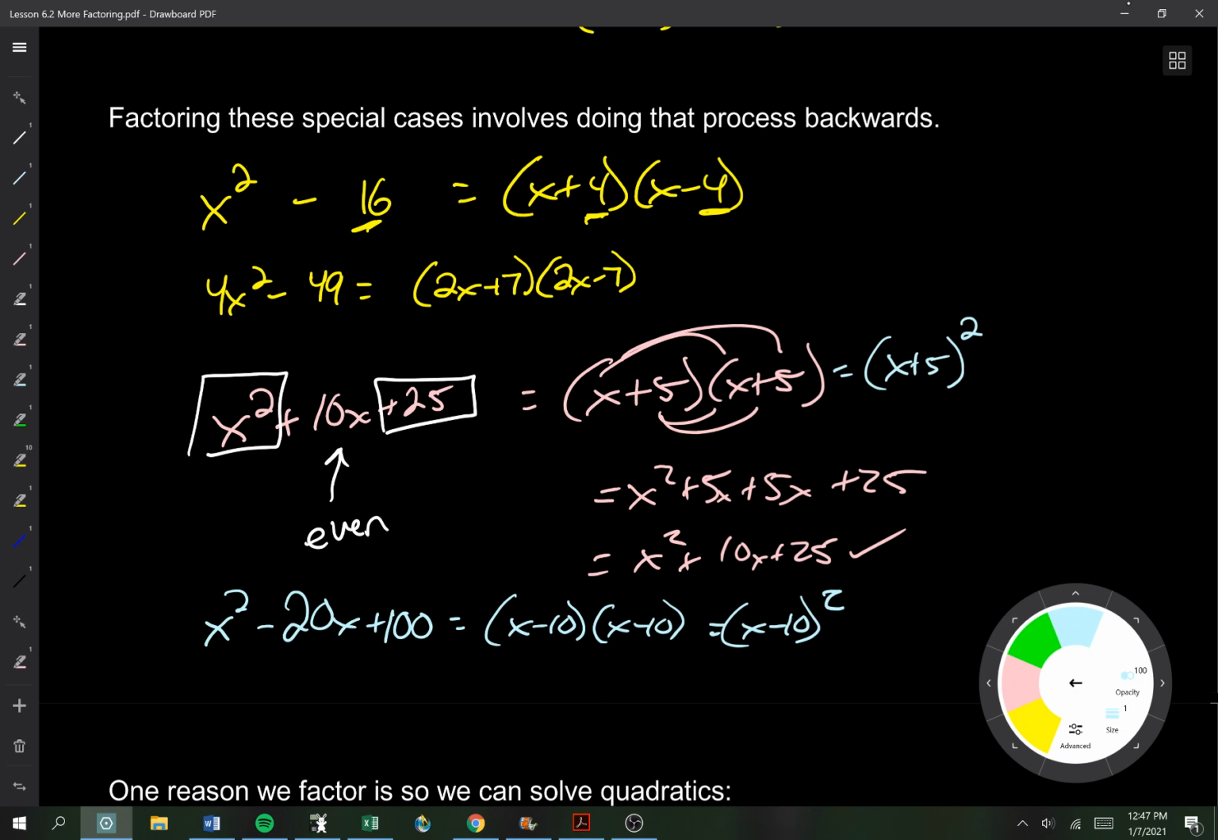And it's actually easier to work with. If your a term and your c term are squares, and your b term is even, positive or negative, but even, it can probably factor by this special case where you square root this and make them both minus or plus, depending on if it's subtracting or adding the b term.